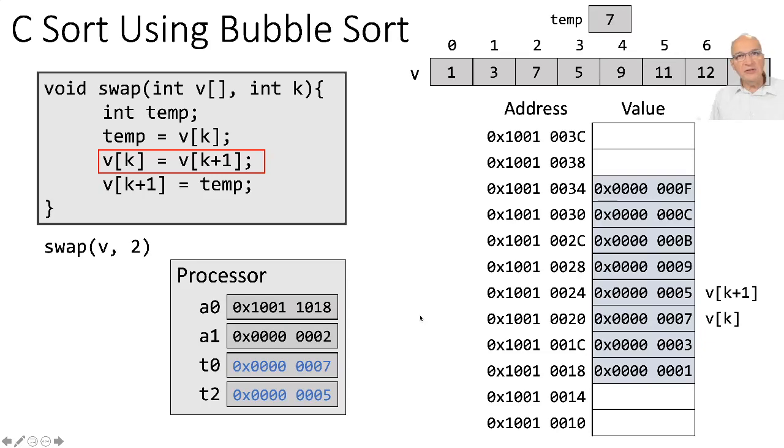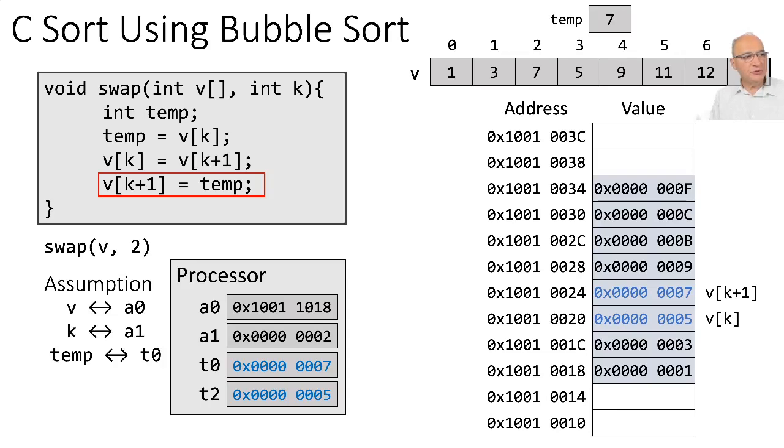Now I haven't finished the execution of that statement yet. I just brought the value of vk plus 1 into T2. I now need to put the value into vk. So I need to take that value 5 and move it back to memory to the position vk. And next, I need to take the value of temp that I have in T0, and put that value into the position vk plus 1. So this is how the swap actually takes place between the processor and the memory.